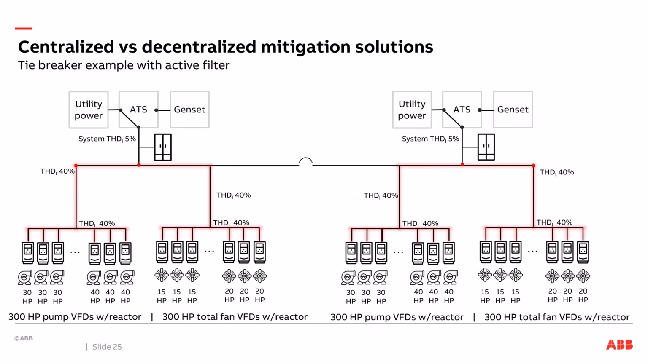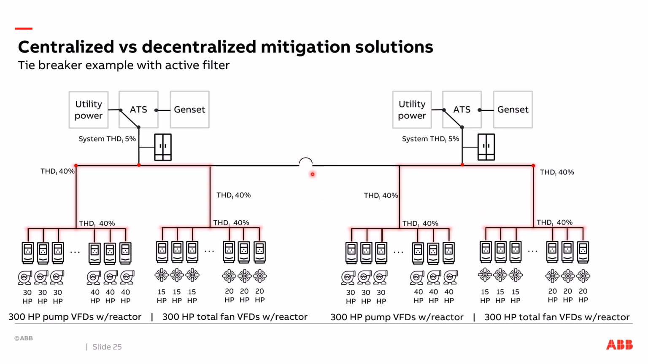My last example I'm going to give today is going to be on systems with tiebreakers. So I'm going to look at two systems, one with active filters, one with active front-end drives, and a decentralized solution. So starting with the centralized active filter solution, I basically have a larger facility. So I got a utility feed over here, I got a transformer feed over here, and a bunch of drives. I have another transformer and a bunch of drives and the rest of my electrical system over here. So it's kind of split up 50-50.